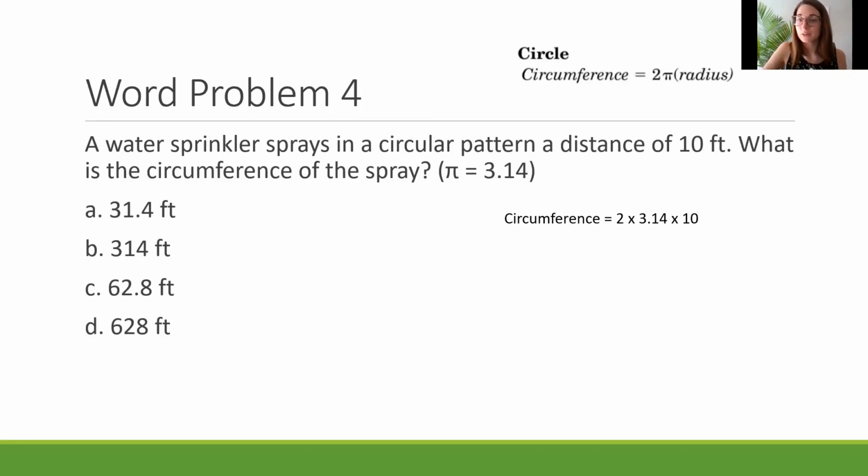So with that information, if we put those things together, then we have the right information to solve this problem, because we know that circumference is 2 times pi, and they tell us here pi is 3.14, times the radius. And the radius in this case is 10 feet. So the circumference, the distance around this circle, is 62.8 feet.